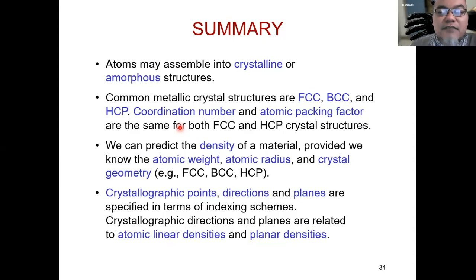Based on this crystalline structure, we can theoretically predict the density, if we know the atomic weight, usually given in the periodic table, the atomic radius, also given in the periodic table, and the crystal geometry. We have also learned about crystallographic points, directions, and planes. Crystallographic directions and planes relate to atomic linear density and planar density, although we haven't discussed this in detail. We have discussed the volume density. Linear density means the density of atoms along a single line, and planar density the density in a single plane.